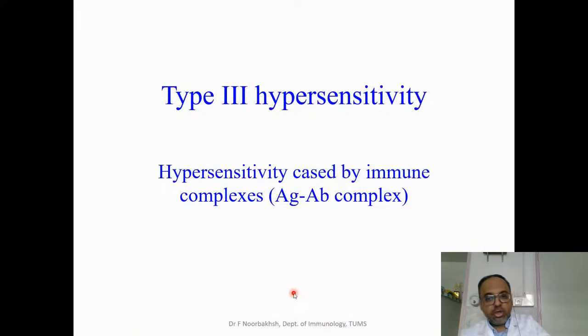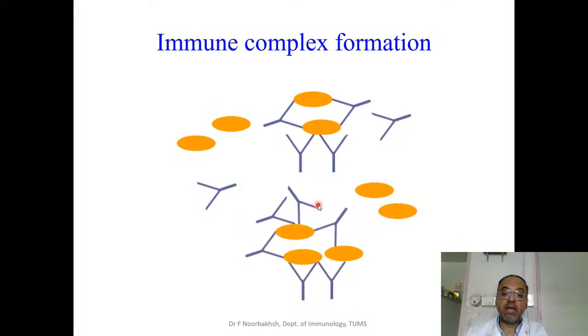So let's move on to type 3 hypersensitivity. Antibodies are also present in type 3 hypersensitivity, but not alone, together with antigens. So when antibodies bind to antigens, we have something named immune complex. You know that most of the antibodies, especially IgM and IgG, have more than one arm to bind the target antigen.